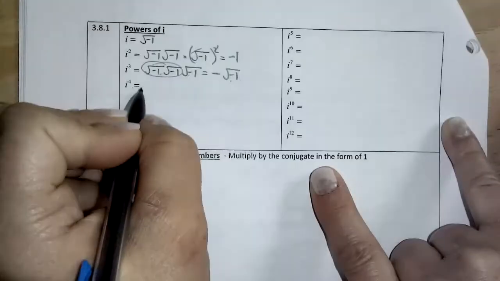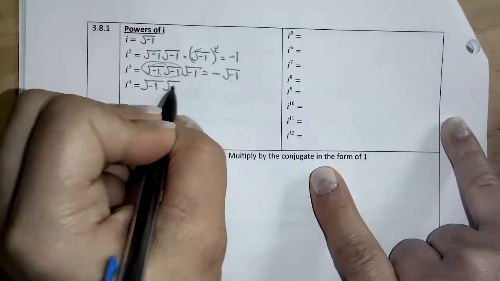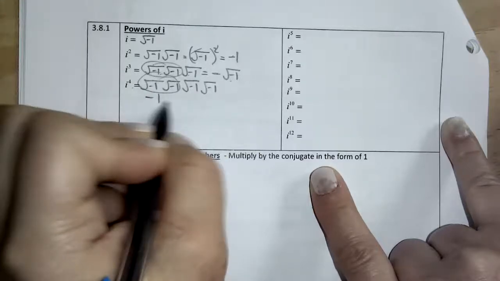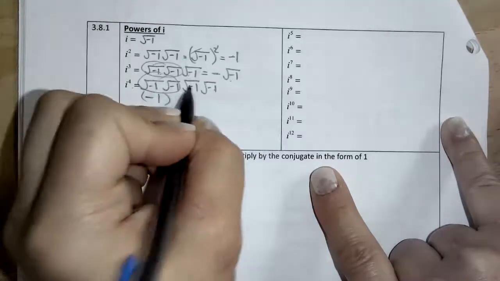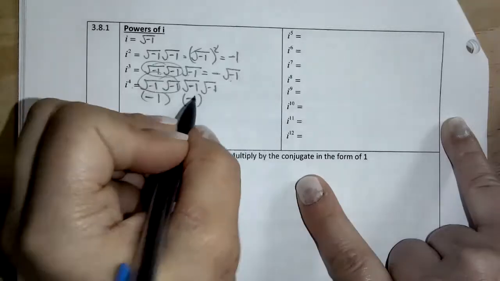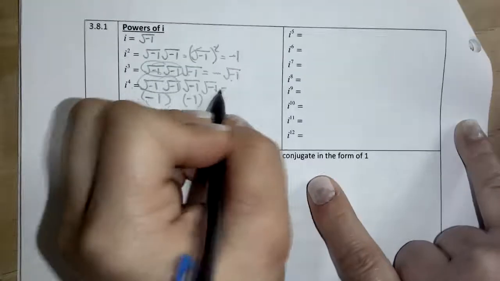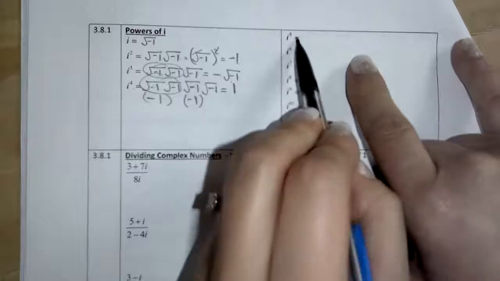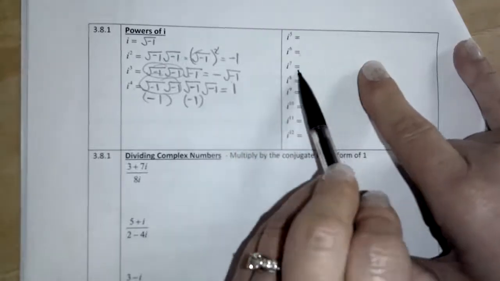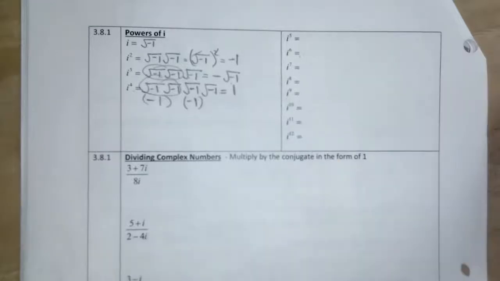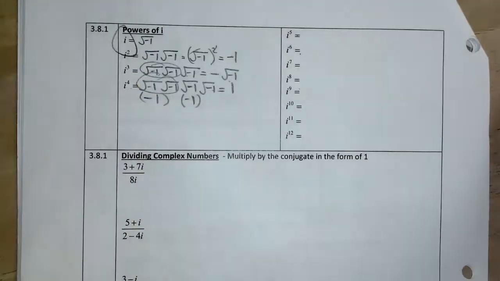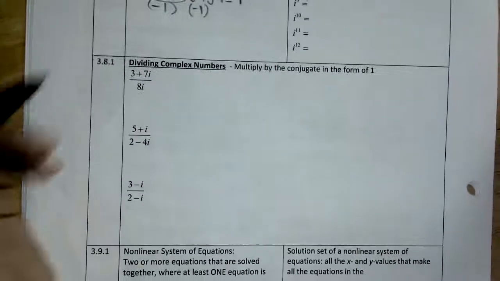i to the fourth, same thing. Square root of negative 1 times square root of negative 1 times square root of negative 1 times square root of negative 1. Well, we know that this is negative 1. This is negative 1. So that right there is going to be positive 1. And then these just repeat. So it goes back to square root of negative 1, negative 1, negative square root of negative 1, positive 1, and they just repeat over and over again. But like I said, i and i squared are the ones that you're going to need to know the most. Dividing complex numbers.